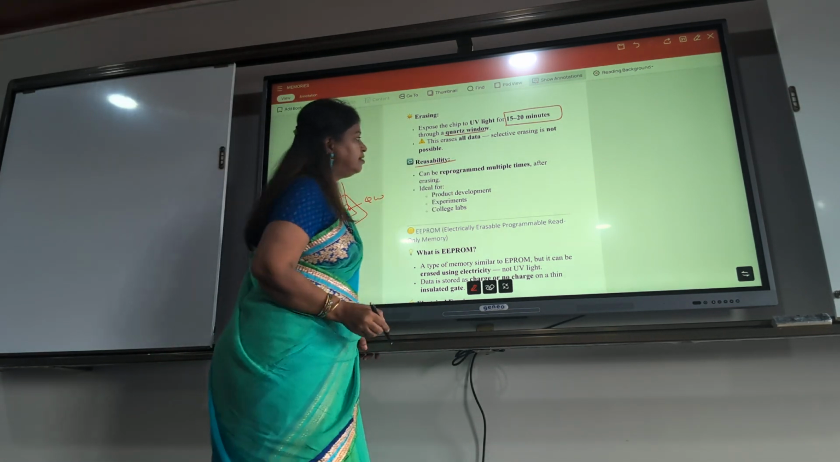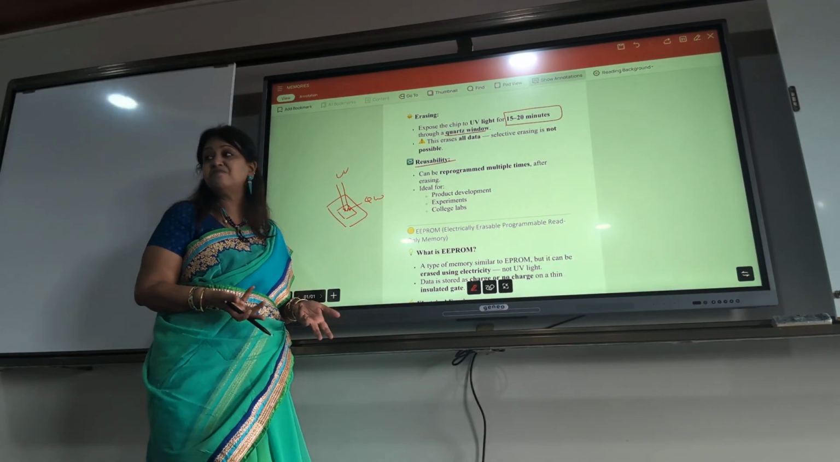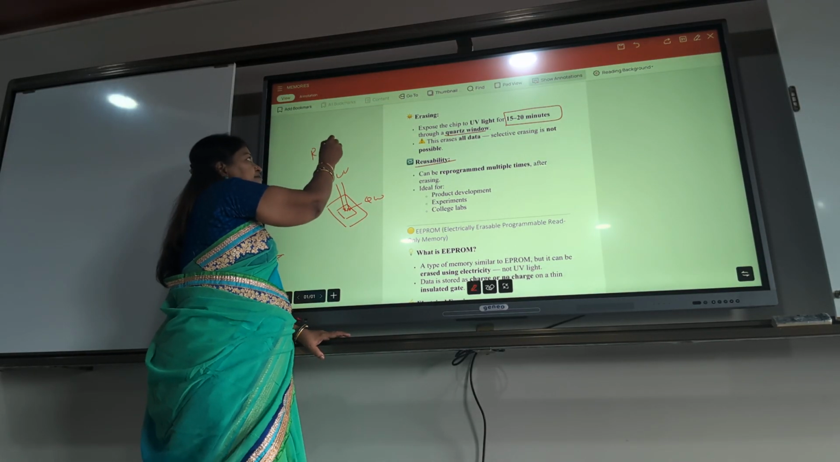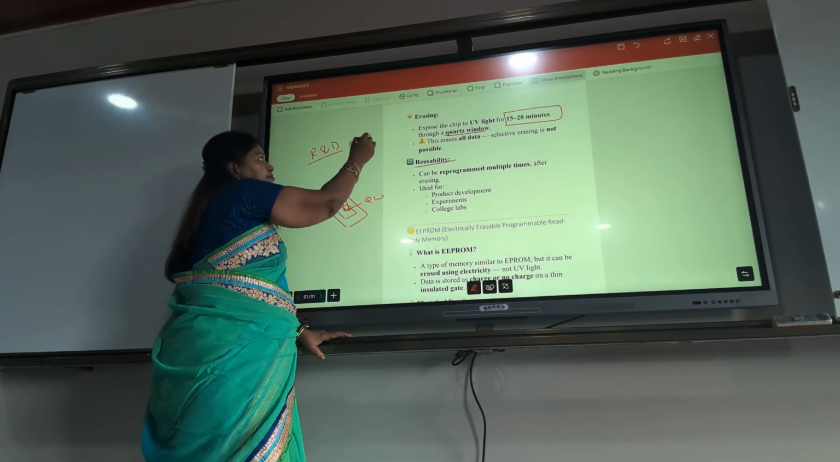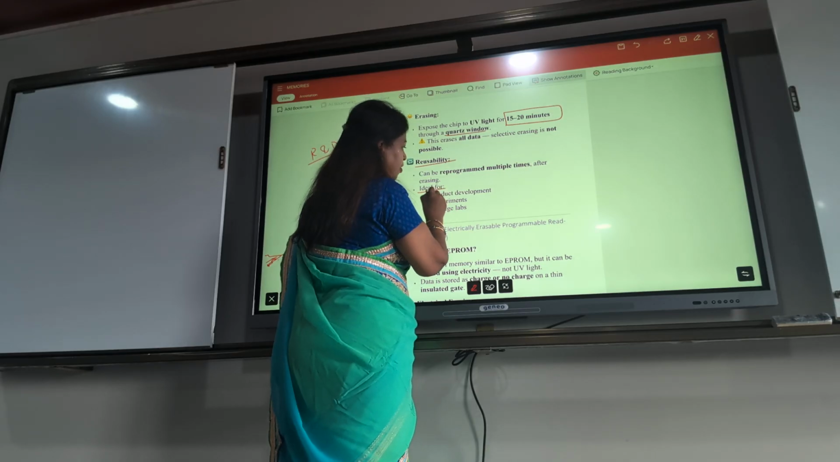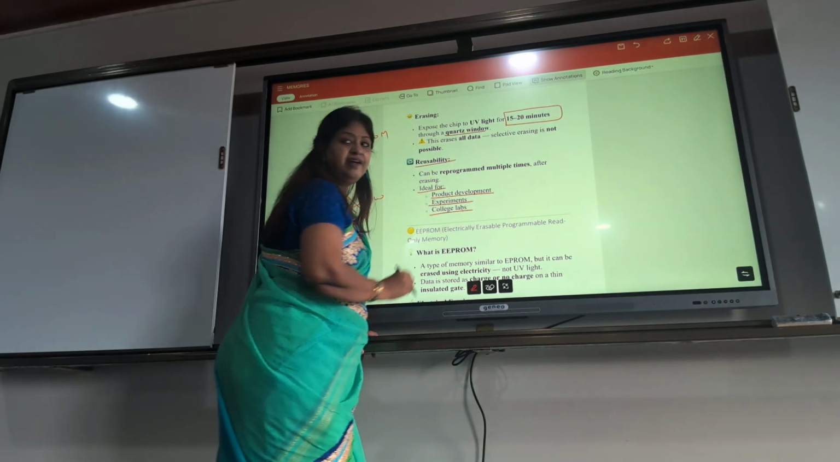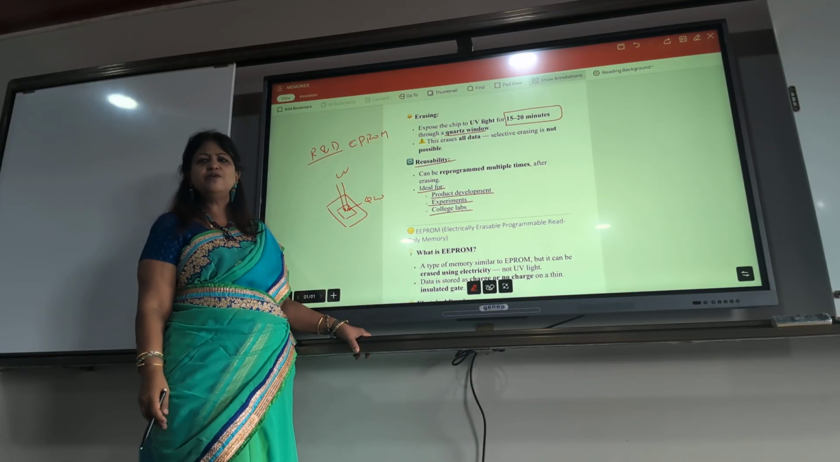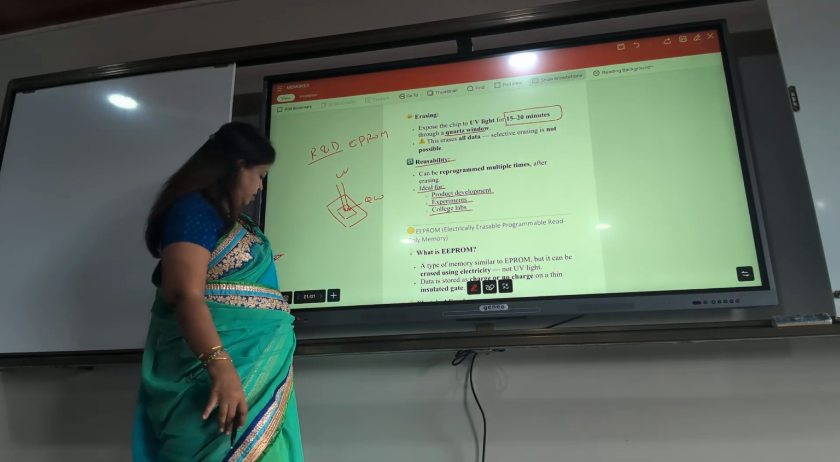So it has reusability; it can be reprogrammed multiple times. How many times do you want? In R&D, we will use EPROM. It is ideal for product development, experiments and college labs. Its cost is less, no? Any number of times you can erase it.